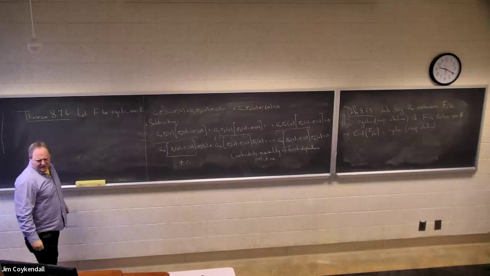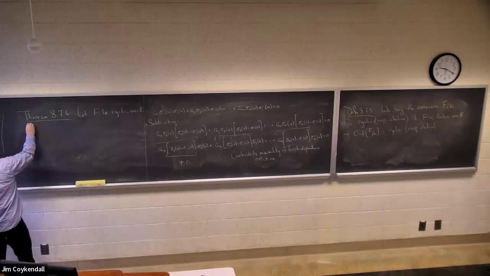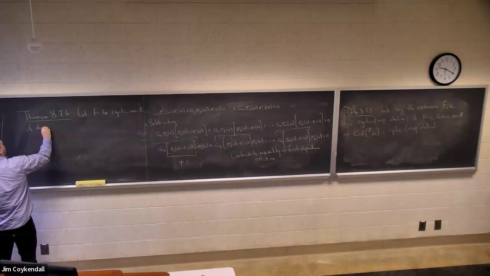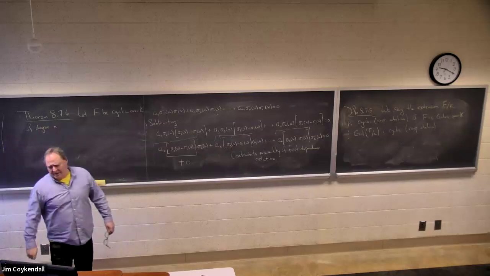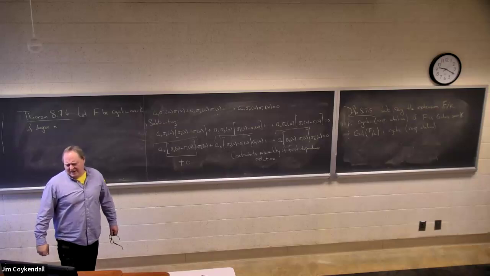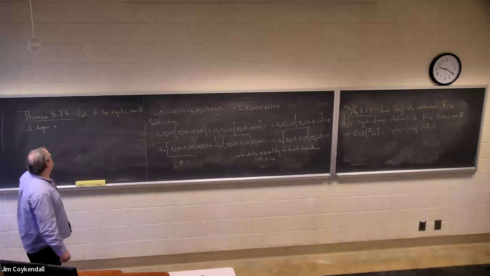We'll say degree n. The degree of F over K is n. The Galois group is cyclic, so isomorphic to C_n. Let sigma be a generator of the Galois group, and let u be in F.